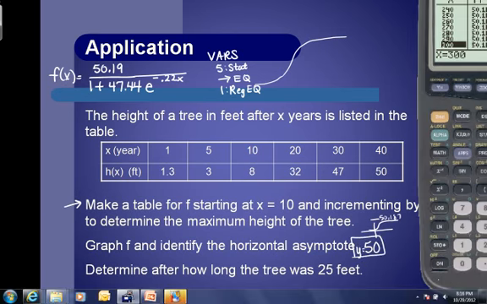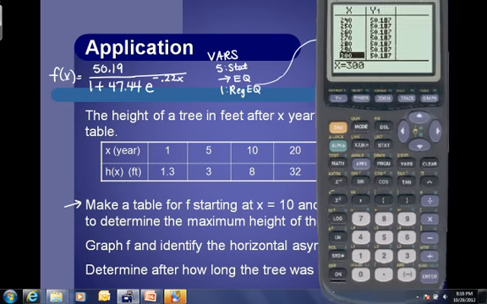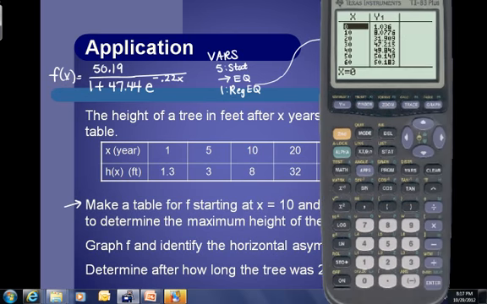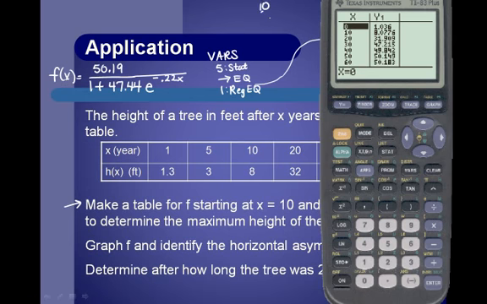Then our next question says, determine after how long the tree was 25 feet. So if we go back in our table starting at 0 incrementing by 10, and we're trying to find when the tree was 25 feet tall, notice that it hit 25 feet tall between 10 years and 20 years. Okay, so I'm just going to make a note here. It's between 10 years and 20 years.